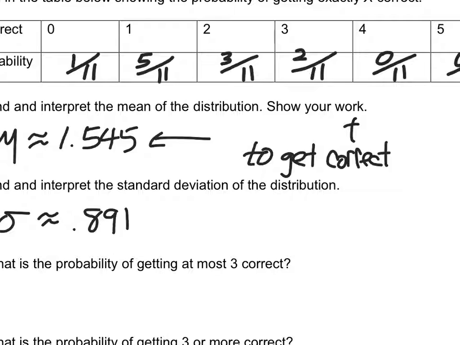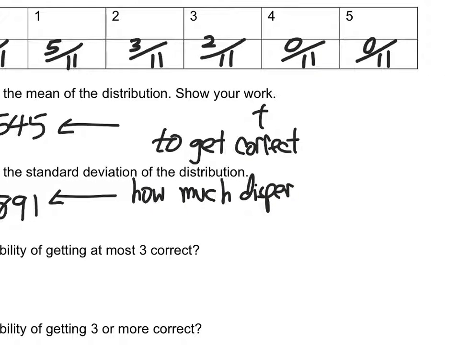Now, the standard deviation of 0.891 is talking about the spread of the data. So how much dispersion or how much variation there is in data. Now, the data is specifically talking about the number of questions correct.